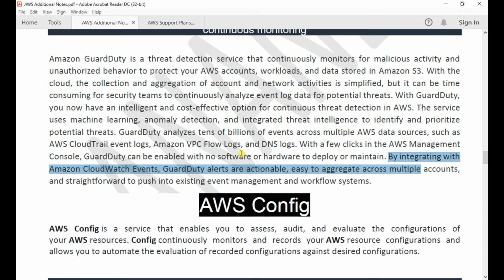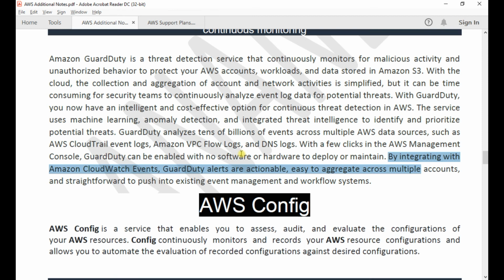Some people manage everything in a spreadsheet. Some people have tools like ITSM, something like that, which will help a configuration. This will help you to assess, audit and evaluate the configurations of AWS resources. And also it will reduce the wastages. Optimization.